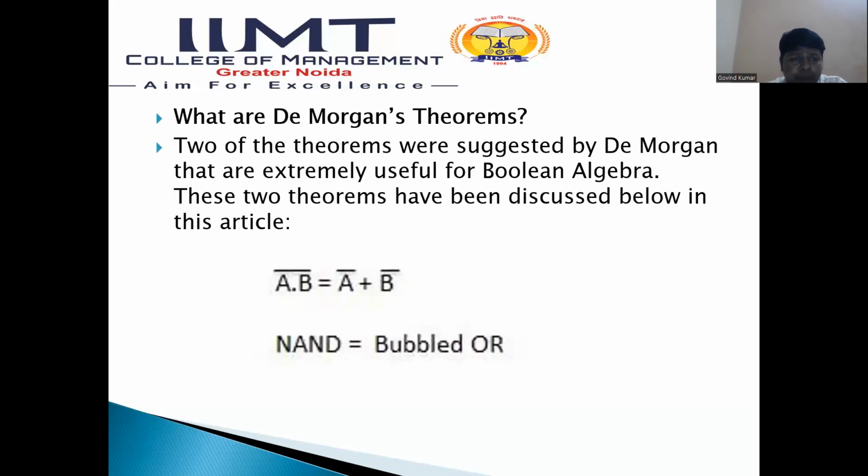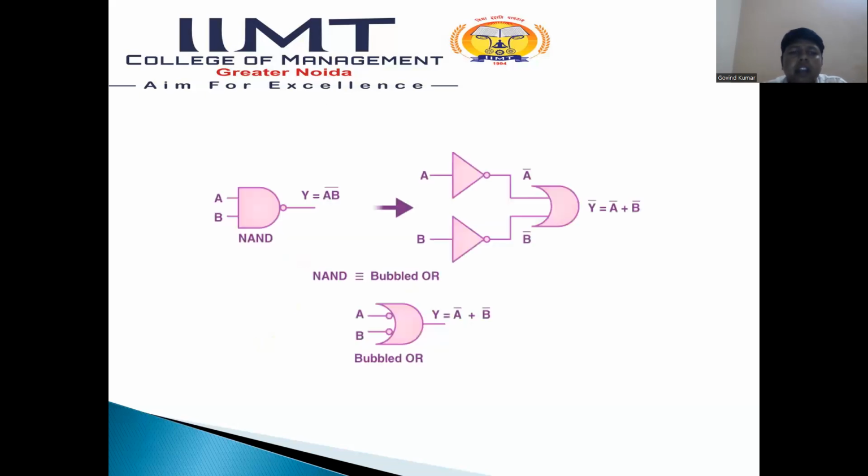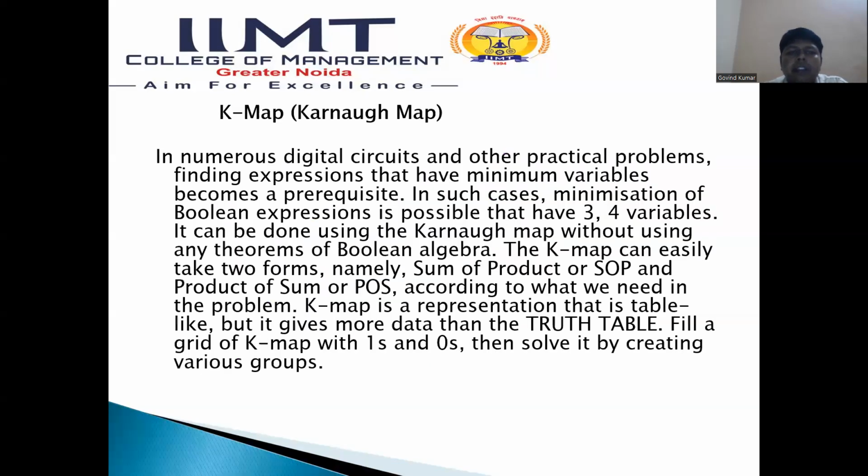So what is De Morgan's theorem? Two theorems were suggested by De Morgan that are extensively used in Boolean algebra. These two theorems are discussed below. According to the first, the complement of A dot B is equal to A bar plus B bar. And according to the second, the complement of A plus B is equal to A bar dot B bar.